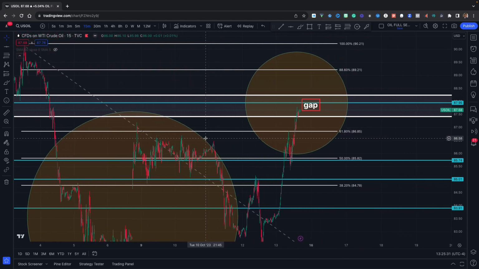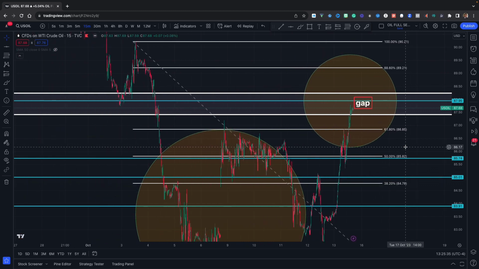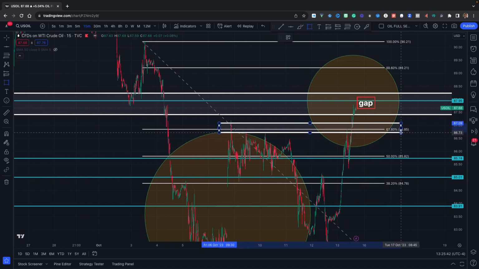So as we drop now down into the 15-minute time frame, we have to understand a couple of things. Number one is, as we go here, we did break these highs. So that signaled to me that we were going higher on crude oil. So that's why we went higher. Now we're in this juncture right here.